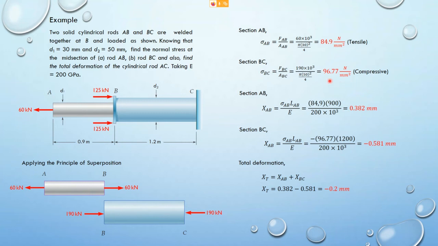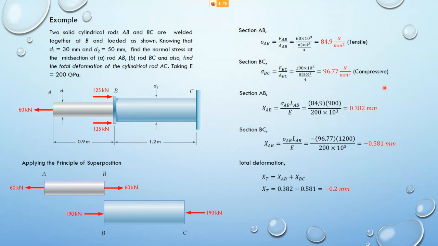By the end of the problem, after the answer, you can write here compressive, if you don't want the negative sign. Based on this diagram, we know that it is compressive, so you can write compressive. Or from the beginning itself, you can put negative 190, and then you get negative 96.77. Then also you can again change it to 96.77 Newton per millimeter square with the word compressive beside.